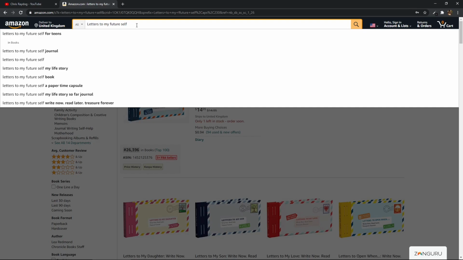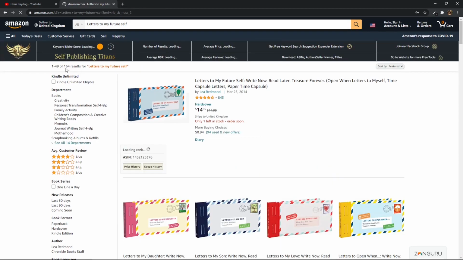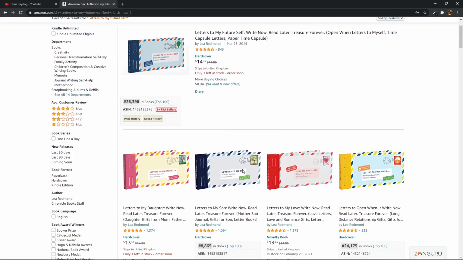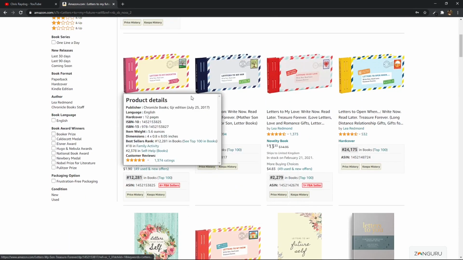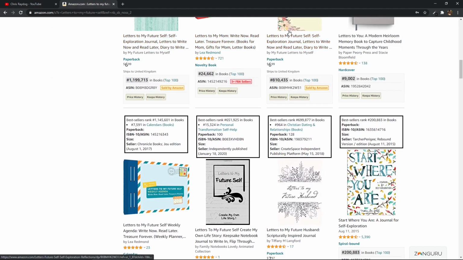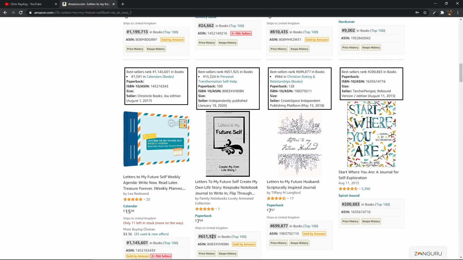The letters to my future self is another one that I come across, and it doesn't appear to be as popular as the last one, but there's hardly any search results for letters to my future self, and you can ignore these because they aren't independently published. But as you can see, there are a couple books here ranked 810,000, 651,000, and they're pretty much the only books that exist on Amazon like this.